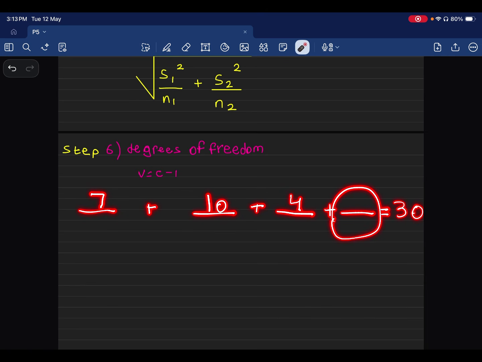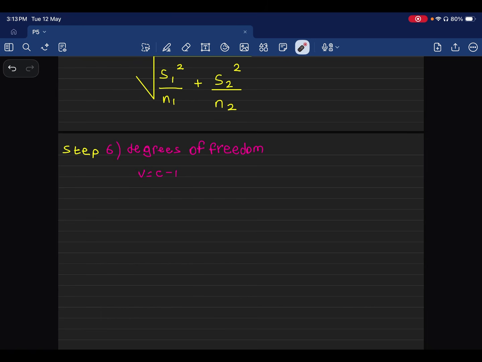But now think about the fourth one. Do I have control over it? Can I choose any number I want? No. I need to choose such a number such that my total comes up to 30. So 10 plus 7 is 17, plus 4 is 21, plus 9 is 30. I can't just not write 9 and write minus 3. Not possible. I need to write 9. So out of 4 values, how many did I have control over? 3. So total number of values minus 1 was my degrees of freedom.